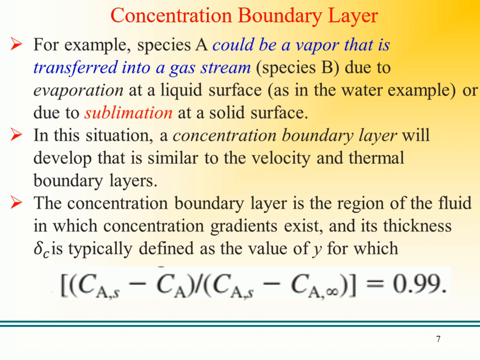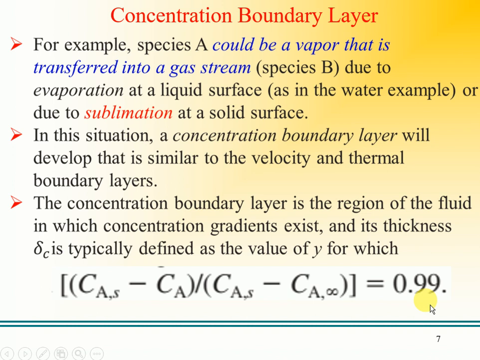The concentration boundary layer is the region. This is a definition. The concentration boundary layer is the region of the fluid in which a concentration gradient exists, and its thickness, that is delta C, is typically defined as the value of y for which (CAS minus CA) divided by (CAS minus CA infinity) is the gradient of the concentration at any instant divided by the total gradient. When it becomes 0.99, this is the critical thickness of the concentration boundary layer.